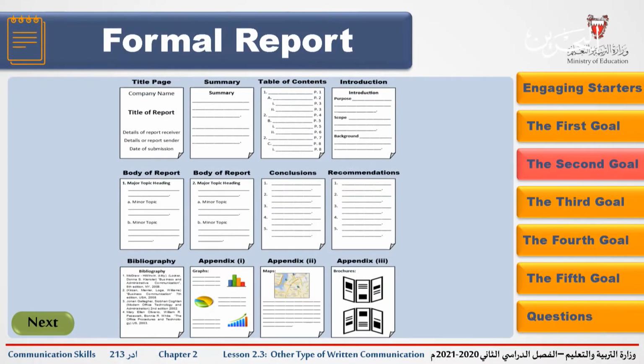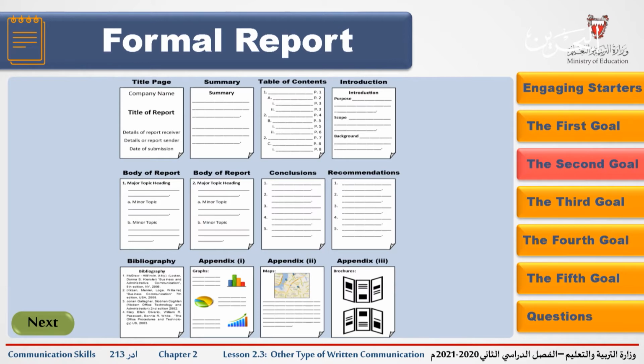We will have the table of contents, and then we will have an introduction. The introduction will include the purpose, the scope, and the background. Then we will have the body of the report. Here you will talk about major topic headings and minor topics. Then we will have the conclusion followed by the recommendation. Lastly, we will have the bibliography, which are the references used in the report, and the appendixes. In the appendix, we will have graphs, maps, and brochures.